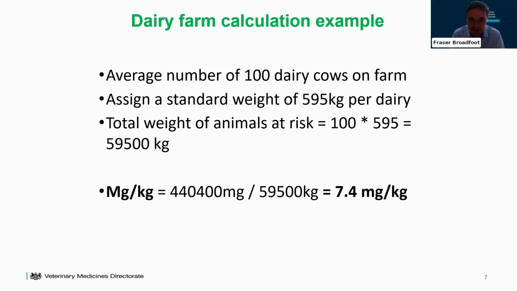So in this case where I said there were 100 dairy cows or 100 animal places on that farm on average, then you could assign a standard weight, say of 595 kilograms, which is the weight that Europe now use to assign to a dairy cow. And then you multiply the number of cows with the average weight of a living dairy cow, and that gives you the total weight of cows on that farm. And then the mg per kg calculation is simply take the milligram figure and divide it by this kilogram figure to give you the amount of milligrams per kilogram that in this case is used on that farm. So it's a pretty simple calculation.